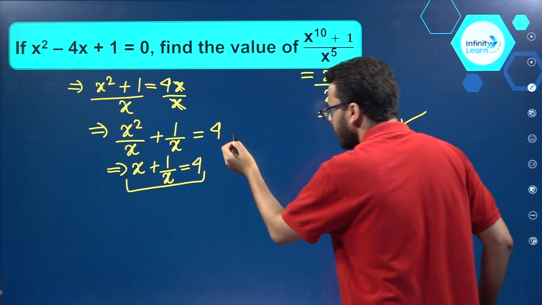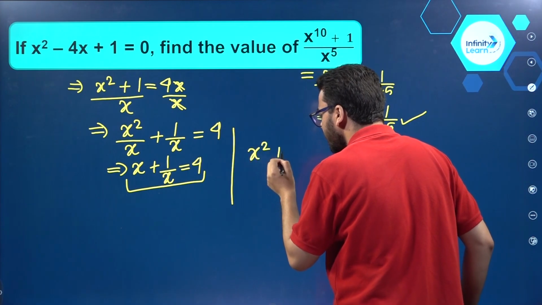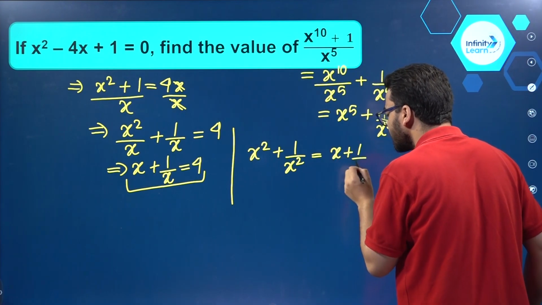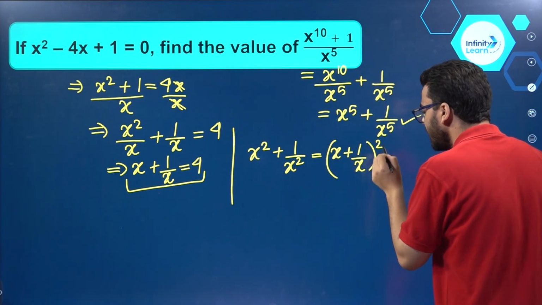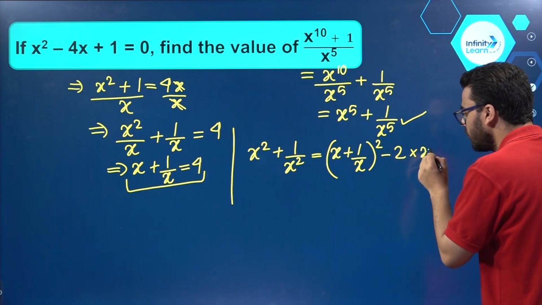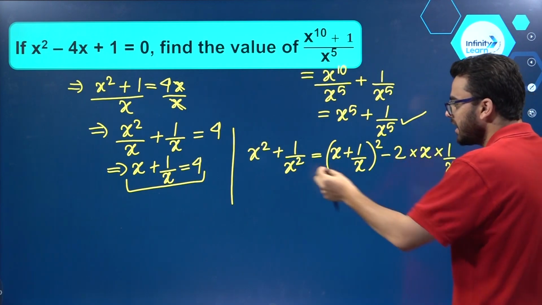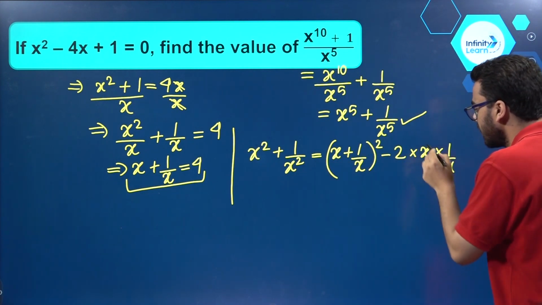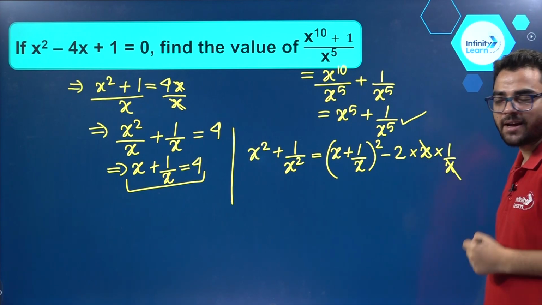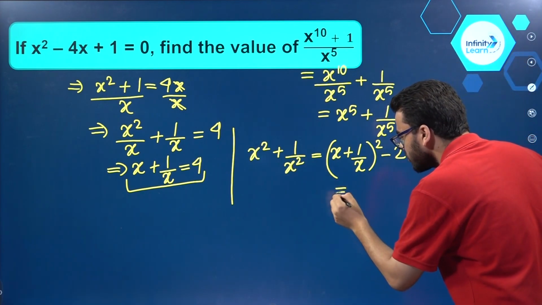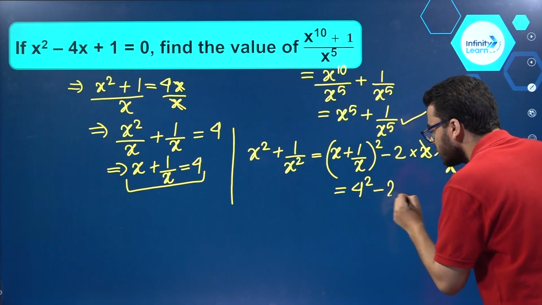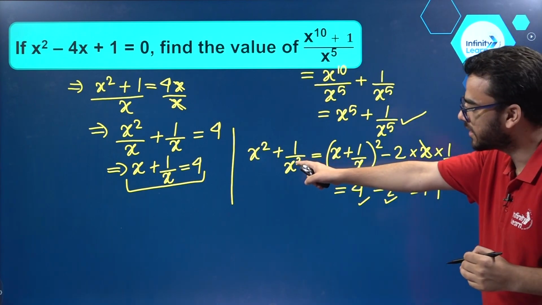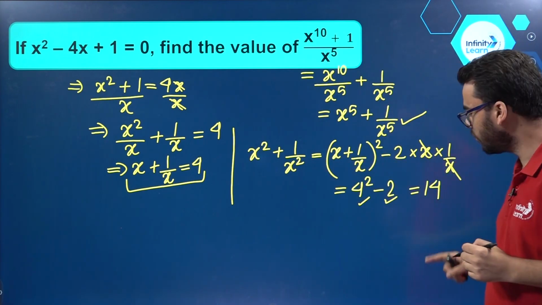You see that what is x square plus 1 by x square, guys? Can it be written like this? x plus 1 by x the whole square minus 2 into x into 1 by x, because you see a square plus b square is a plus b the whole square minus 2ab. So it is in this form only. Now x plus 1 by x is 4. So I can say this is 4 square minus 2. So 16 minus 2 is 14. So we have got x square plus 1 by x square to be equal to 14.